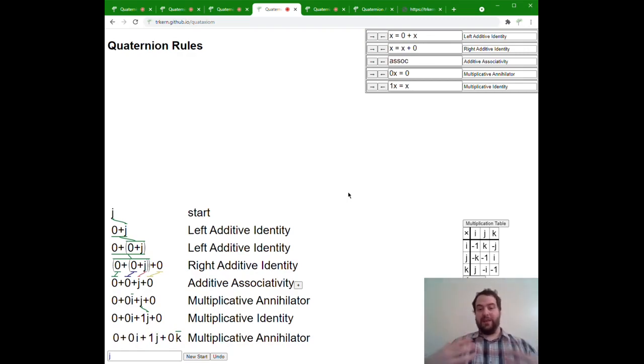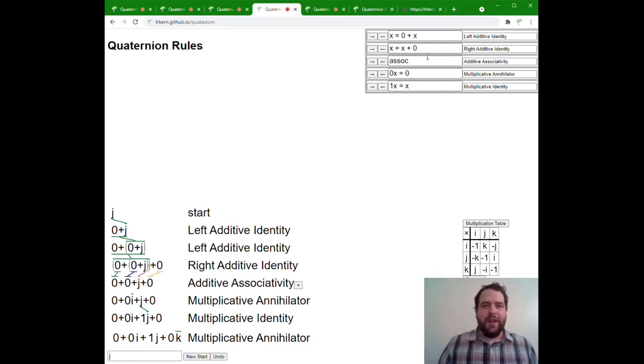Right, so that's going to be our canonical form for all of these quaternions. And in order to do that, we need a bunch of new rules. We need the left additive identity. So you can either add in a right additive identity rule, or you can just use the fact that we have additive commutativity from before.